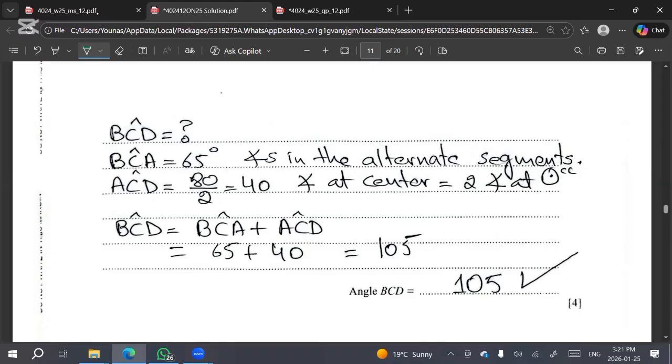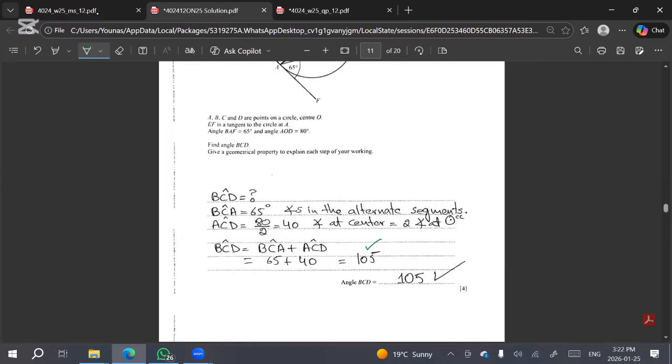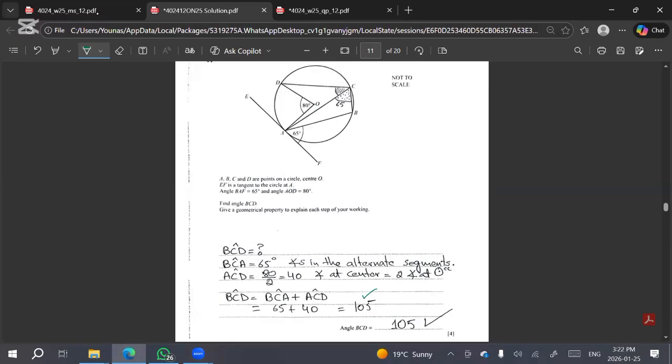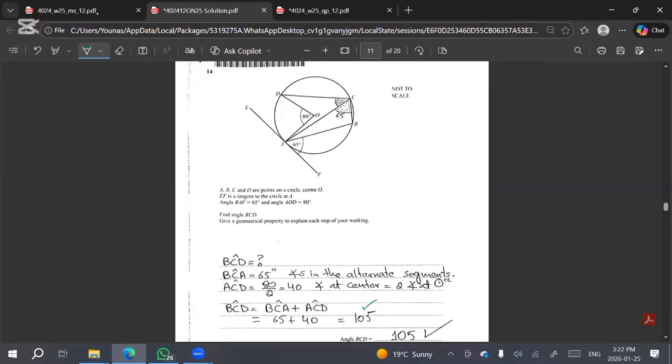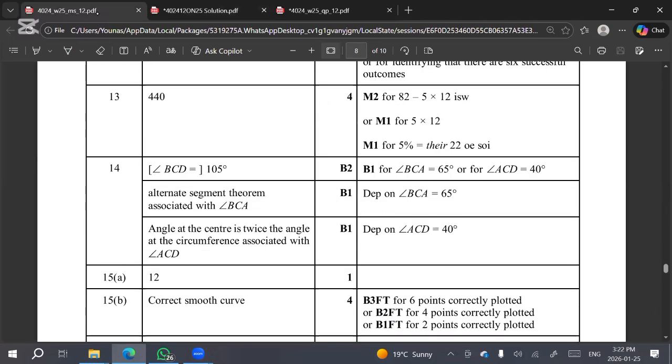So 65 plus 40, that will be 105. So the angle BCD will be equal to 105. Let me show you the whole question so you can see the whole thing together. This is a 4 marks question. Now on your screen, the whole of the question with the diagram is showing up. Very easy, straightforward question. The marking scheme of this question is also showing up.